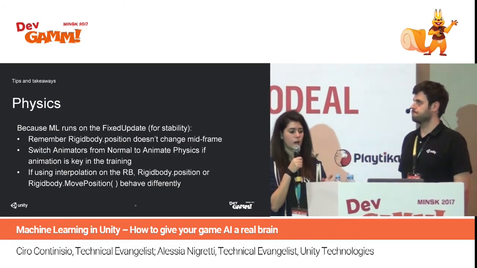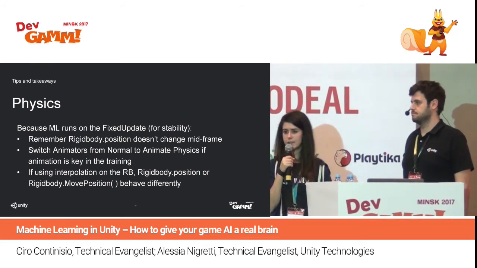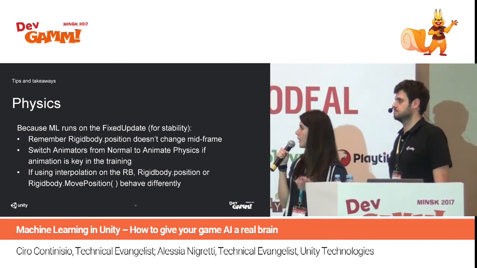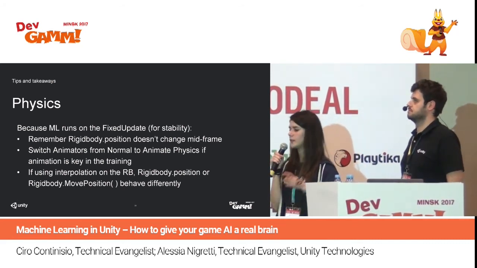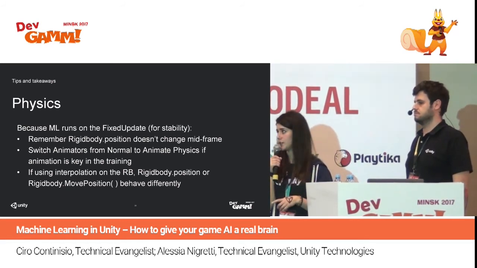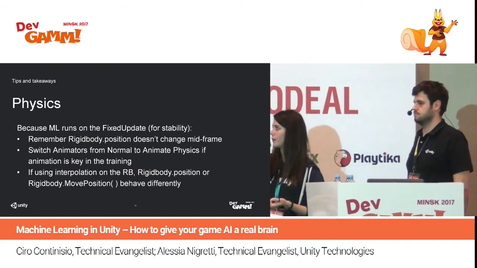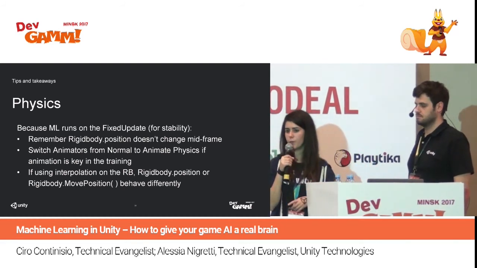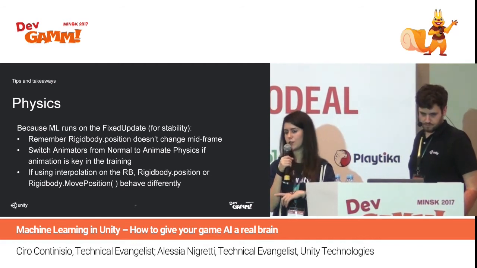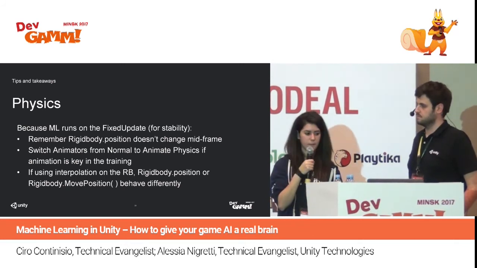As Ciro said, agent step runs on fixed updates, so that's the physics update. So you need to remember that if you are using rigidbody.position, that won't change at the moment that you're actually changing it. So it won't get updated during the same frame, but at the next frame. So if you're giving a reward at that frame, just remember that the agent is not associating it at that moment, but at the next frame. So keep that in mind.